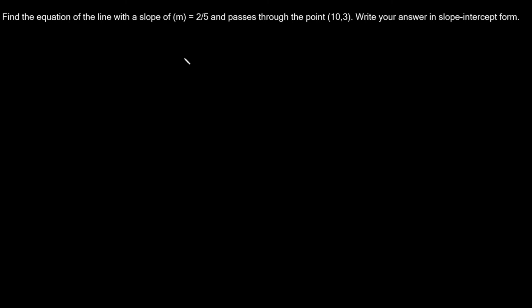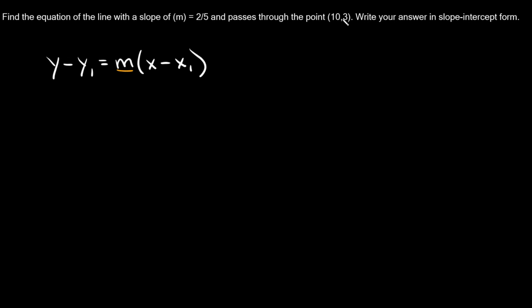Whenever you're given a problem with just a slope and a single point, you want to use the point-slope formula. The point-slope formula is y minus y1 is equal to m times x minus x1. There's just a couple pieces of information we need to fill out in this equation. First of all, m is your slope. Whatever your slope is, that's what you plug in for m.